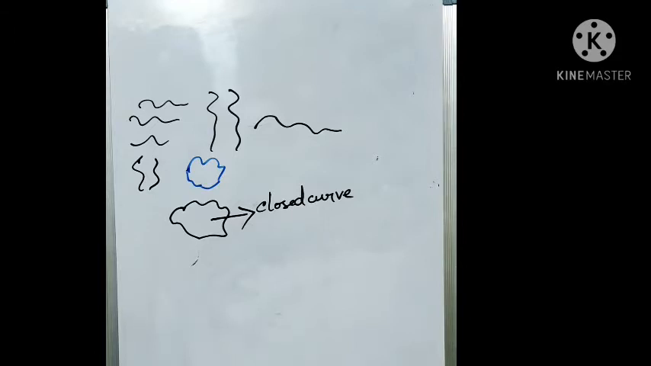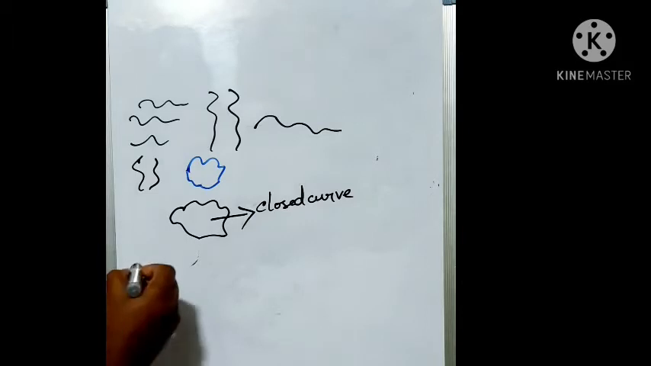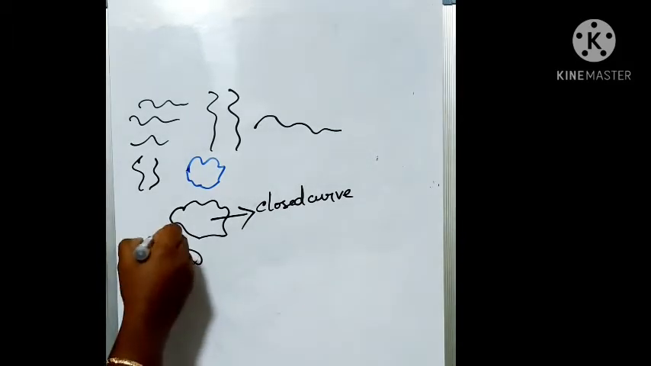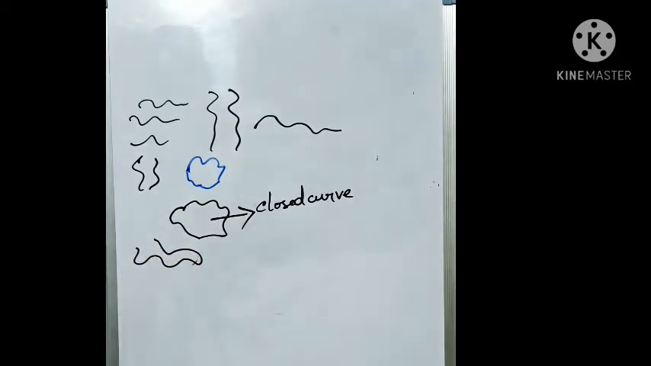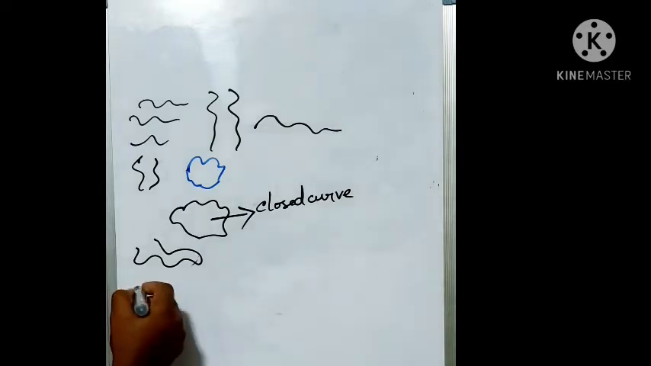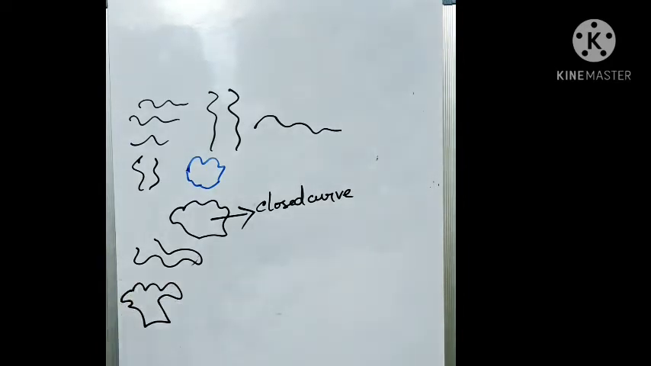Now, I will give you some shapes. You say whether it is a closed curve or a simple curve. So, I draw like this. This is what? A simple curve. Fine. Now, I will do something. This is what? A closed curve. So, now you understand the difference between a simple curve and a closed curve.